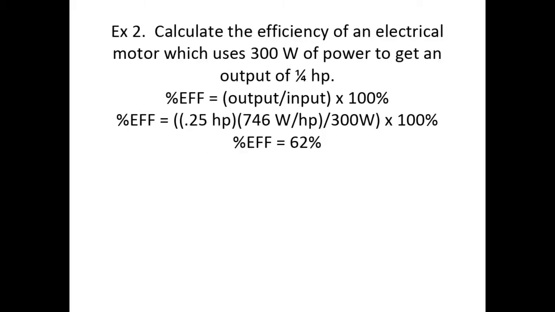Number 2, calculate the efficiency of an electrical motor which uses 300 watts of power to get an output of 1/4 horsepower. First thing we have is percent efficiency is output over input times 100. We have watts and we have horsepower, so we need to convert the horsepower into watts first, because we want watts and watts. Otherwise, your units will be a mess. So 0.25 horsepower times 746 watts per horsepower, which is the conversion in the front of your book, divided by the 300 watt power, times 100 gives you 62% efficiency.